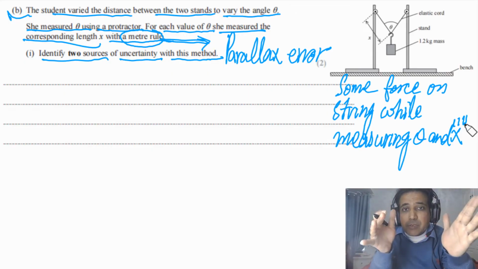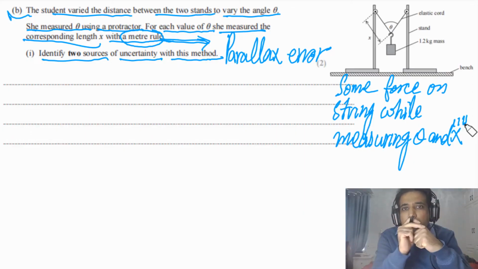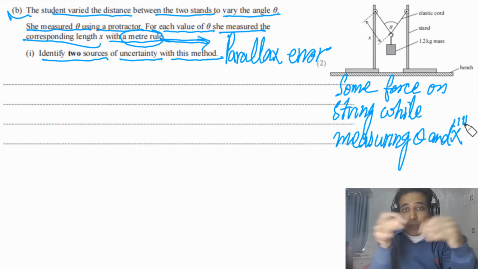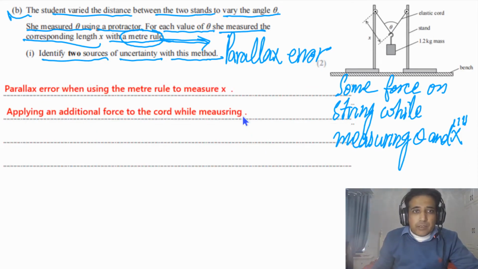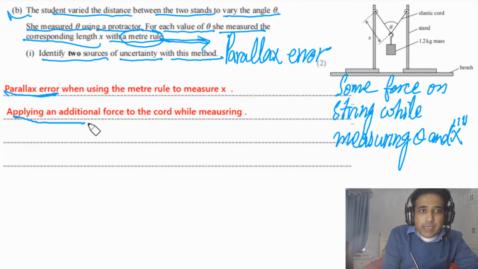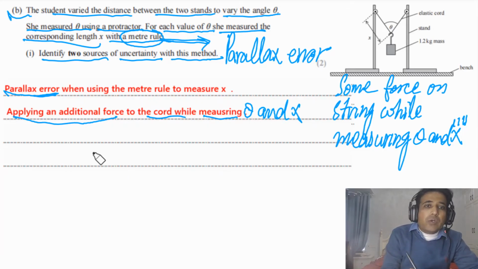You are doing this experiment in the lab. So when you measure the angle, you will apply some force on the string. Or when you measure x, you apply some force on the string. So that will cause uncertainty, meaning your measurements will not be that accurate. So simply we can mention these 2 points. When we are using a meter rule, there is parallax error. Applying an additional force to the cord while measuring theta and x will cause uncertainty.